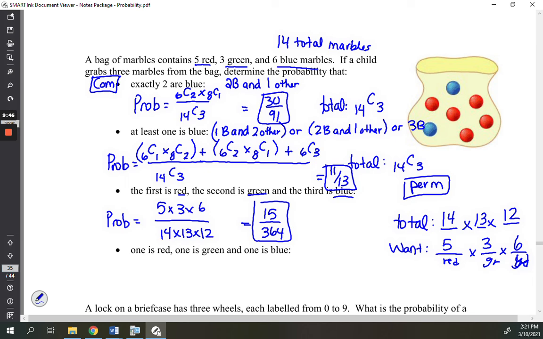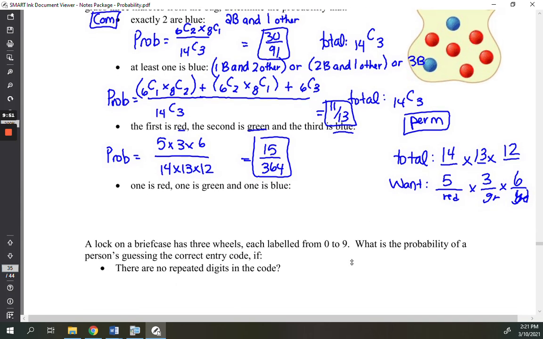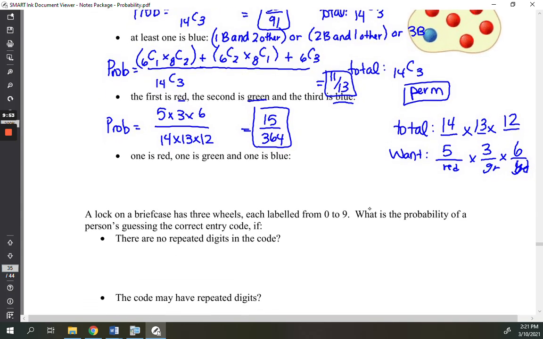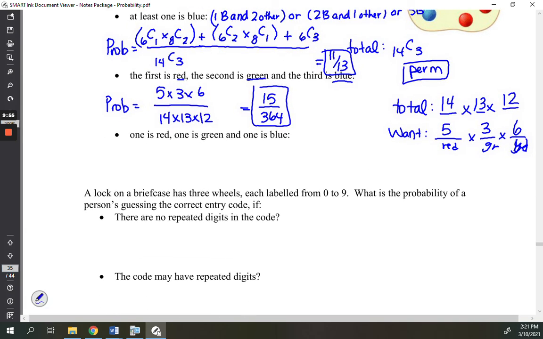But notice the difference with the next question. It doesn't say it has to be first, second, and third. It says just 1 has to be red, 1 has to be green, and 1 has to be blue. Order no longer matters in this one, so now it's a combination again. We figured out our total for our combination before. It's 14, choose 3. Now I need a red and a green and a blue.